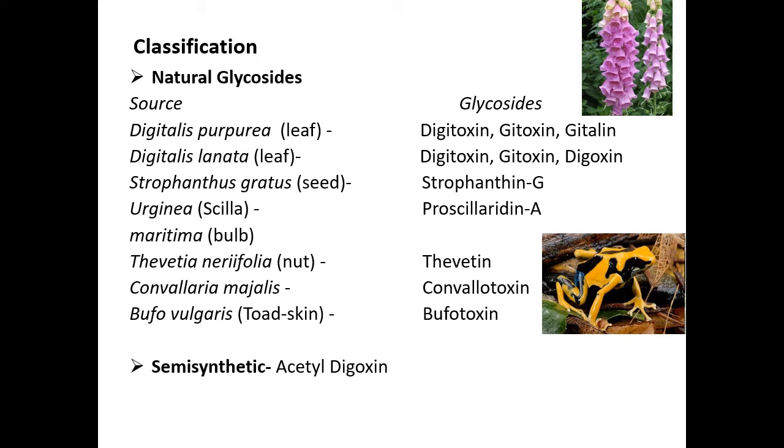From Urginea, from Scilla maritima bulb, proscillaridin A is obtained. From Thevetia nerifolia, thevetins are obtained. From Convallaria majalis, convallatoxin is obtained. From Bufonidae, that is from toad skin, bufotoxins are obtained. In the semi-synthetic category, we have acetyl digoxin.